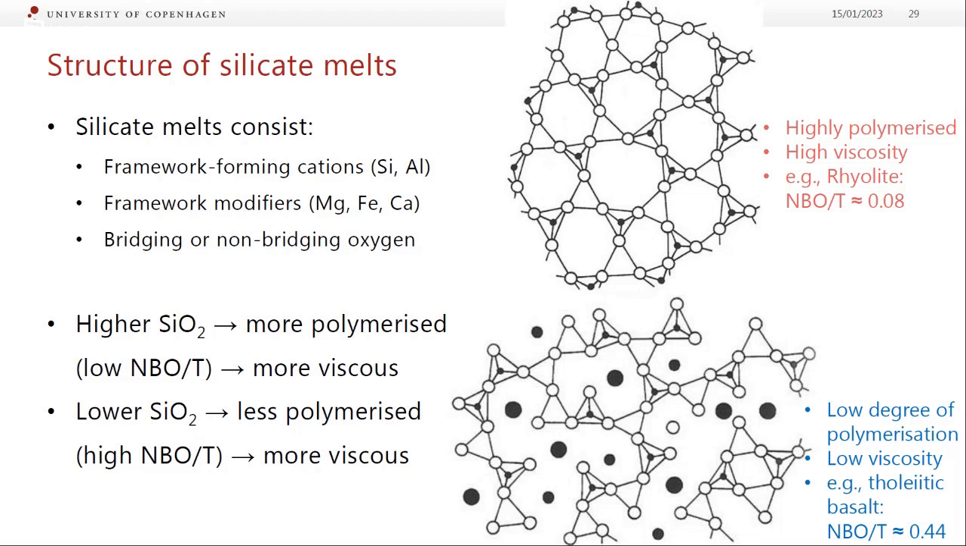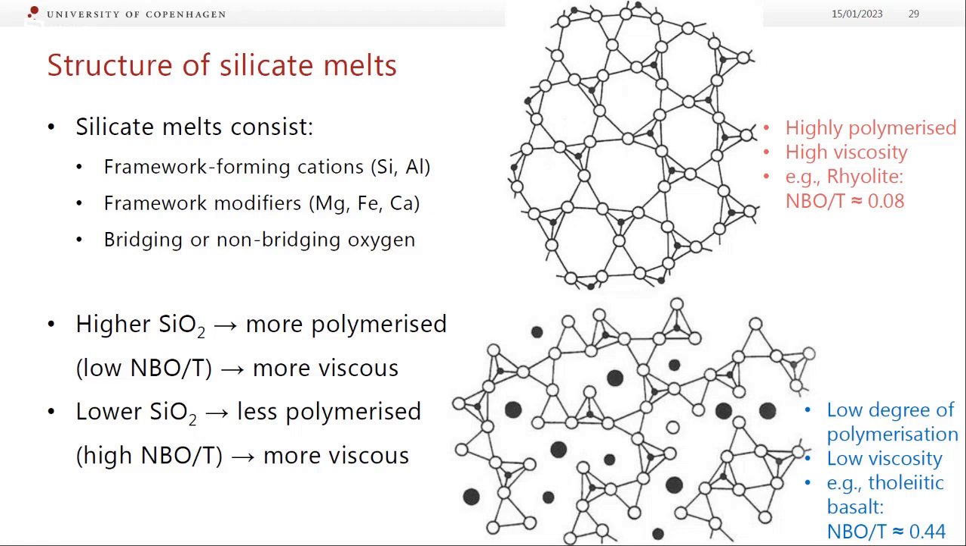So up here, this is for liquid silica, so it's just silicon and oxygen, and you can see that it's what we call highly polymerized. There's lots and lots of bonds between the different silica tetrahedra. And they're joined by lots of bridging oxygens. And the bridging oxygens are just oxygens that have a bond to two silica cations.